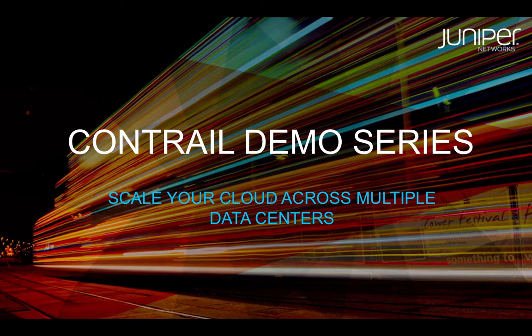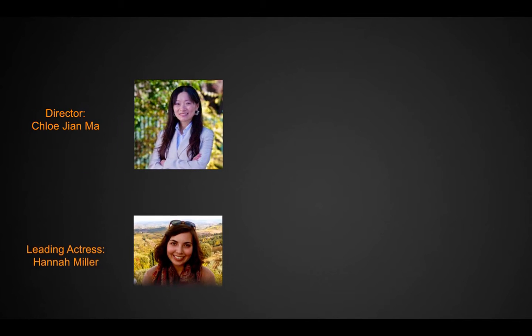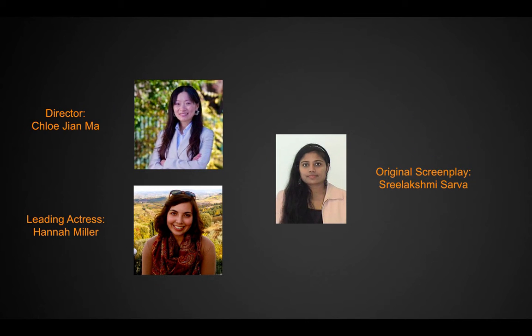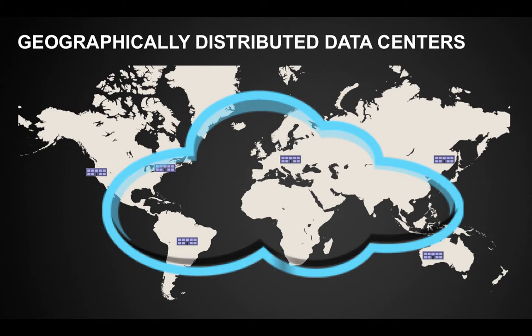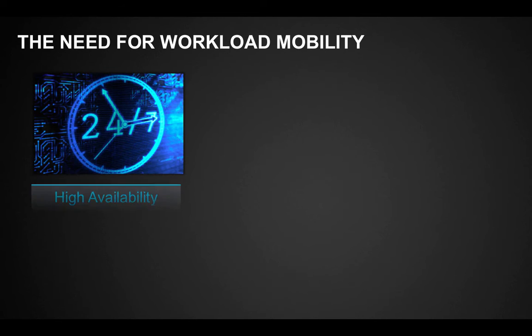Today we are going to show you how to scale your cloud across multiple data centers. The new generation of cloud infrastructure is often built over a virtualized data center that spans across multiple geographically distributed physical data center locations to pool and maximize global resources. Since the introduction of virtualized data centers, the ability to move workload within and across physical data centers has been the holy grail of data center architecture designs.